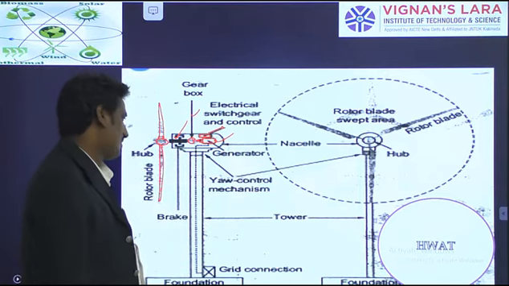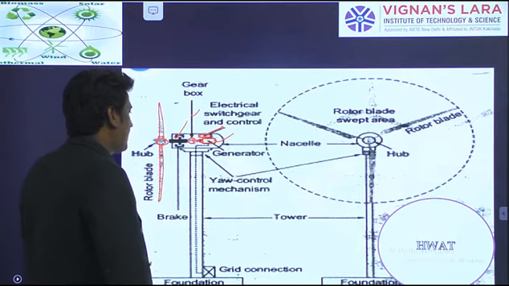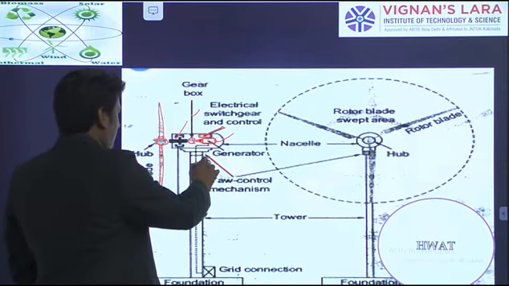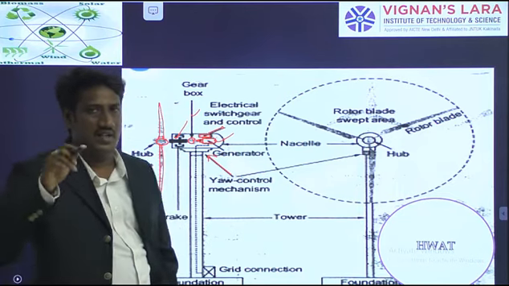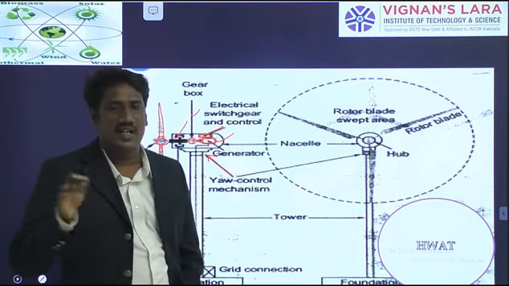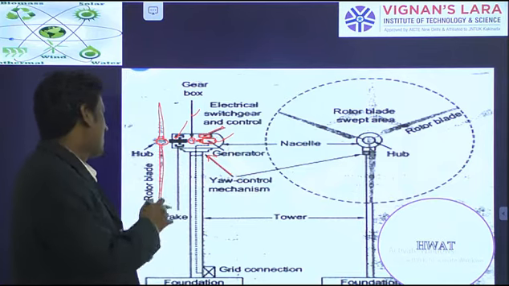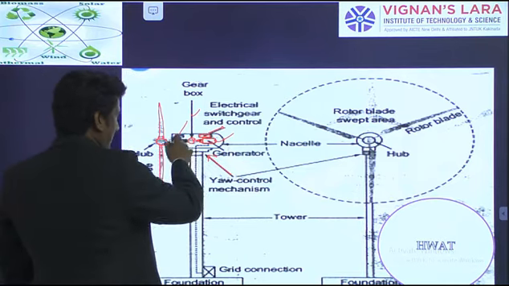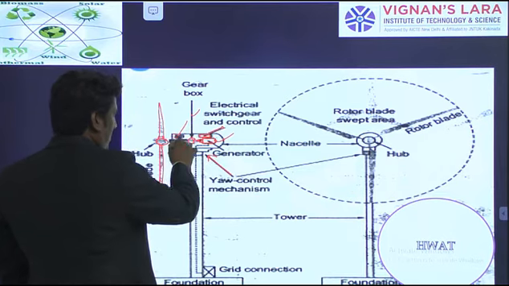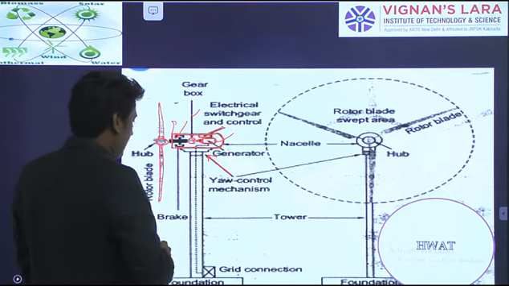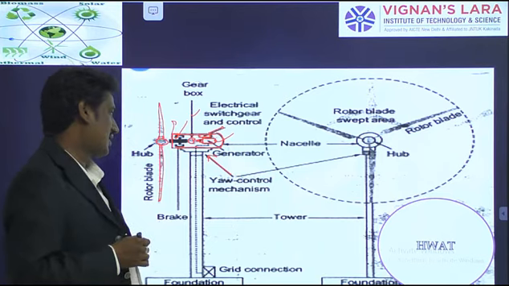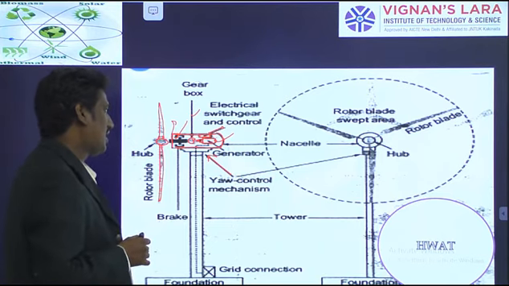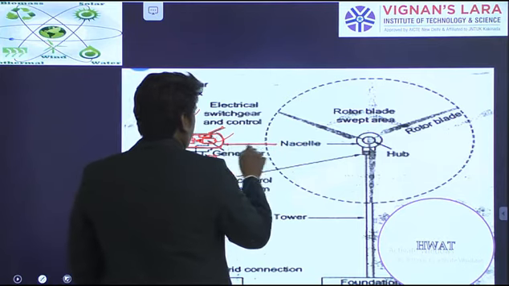That you can observe. And here you have a yaw control mechanism. This head, the yaw control head, continuously moves in the direction of the wind. This total arrangement, where all these important components are placed, you can call a nacelle. The yaw can be controlled continuously, and you can rotate 360 degrees. All the components together will be called a nacelle, that you can observe here.